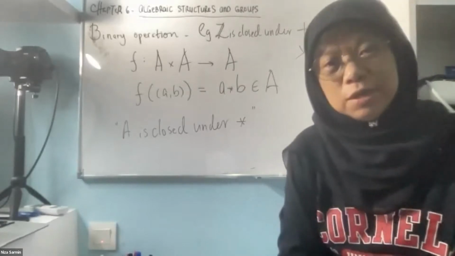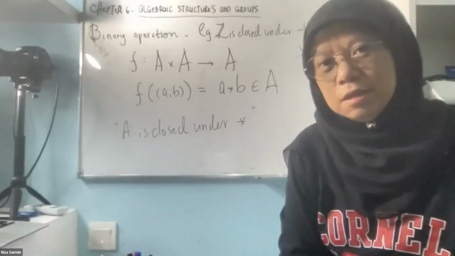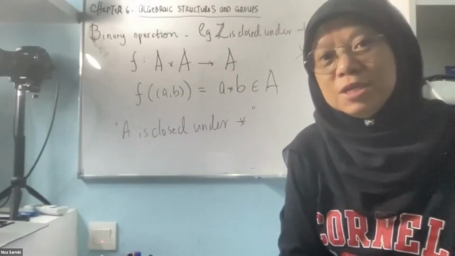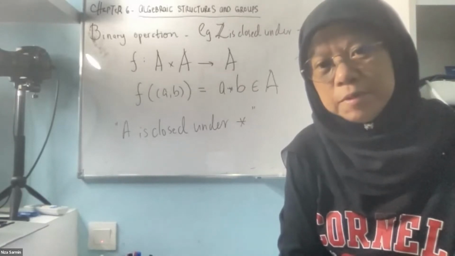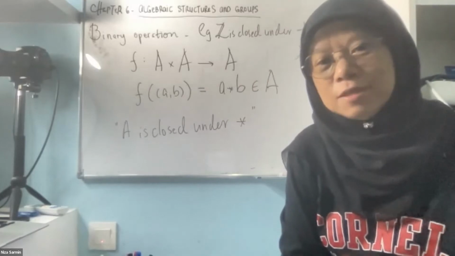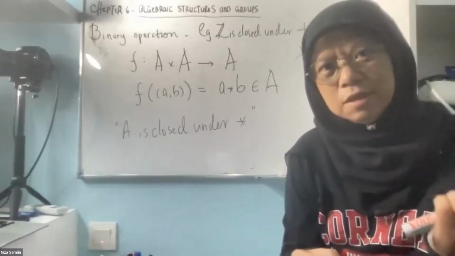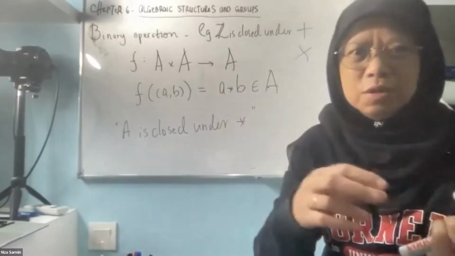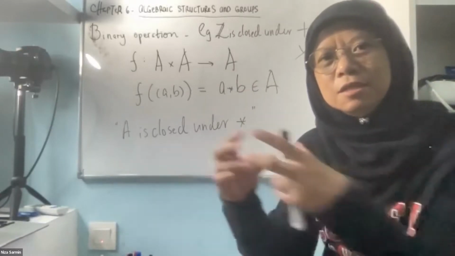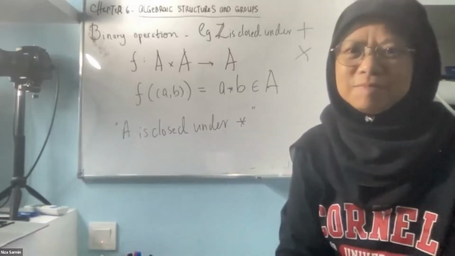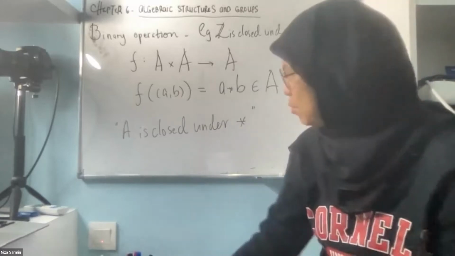Now I want someone to give me an example of a set in which the operation is not binary. It is not closed. Can you give me an example? You can type there, or you can just turn on your mic. Meaning you have this element in the set, you have this operation, but when you do that operation, the resultant is not in the set. Anyone?